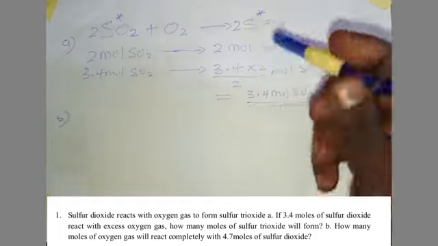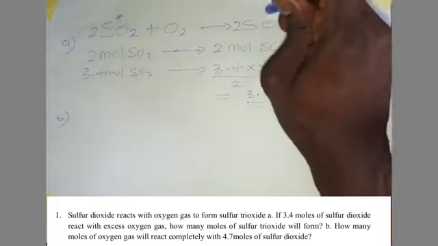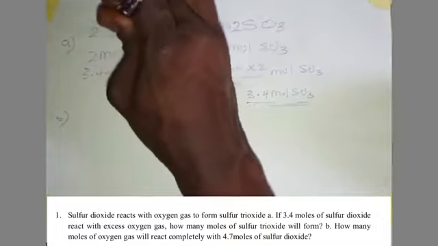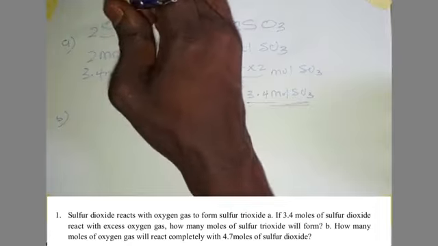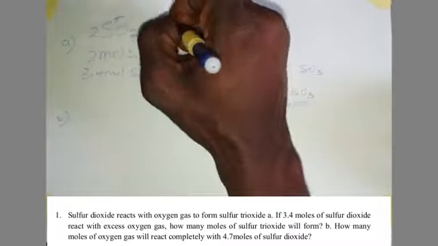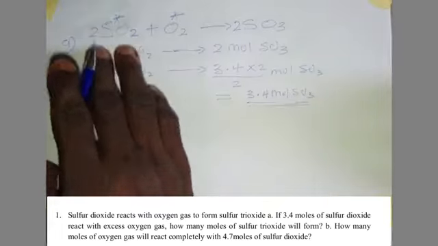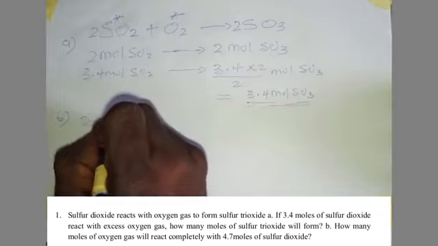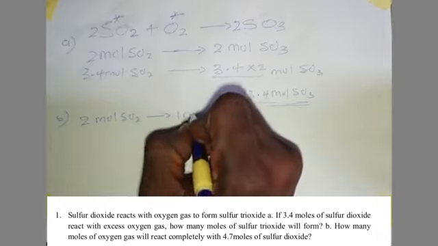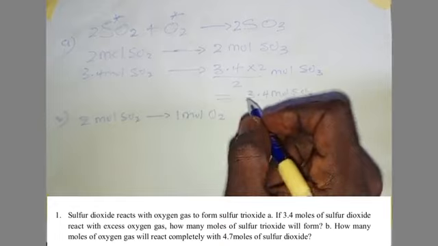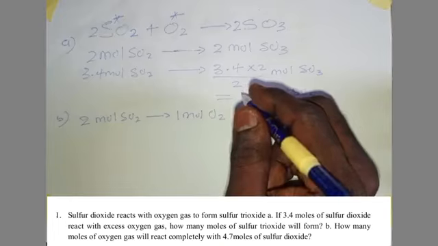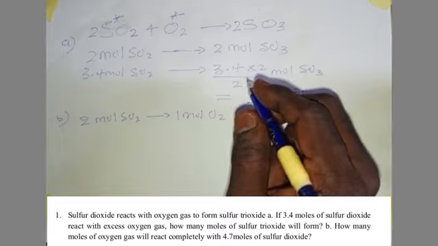Let's figure out what the B part is connecting. Now we can see clearly here that the B part of this question is striking a connection between sulfur dioxide and oxygen gas. So from the balanced equation, we can see here that 2 moles of sulfur dioxide will always react with 1 mole of oxygen gas. Let's go back to the question. The question says, how many moles of oxygen gas will react completely with 4.7 moles of sulfur dioxide?